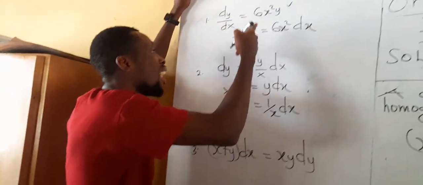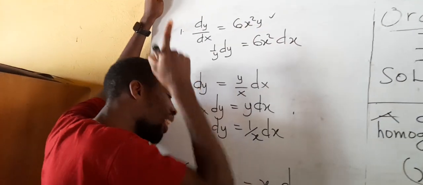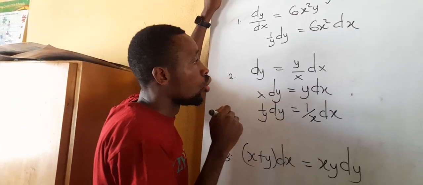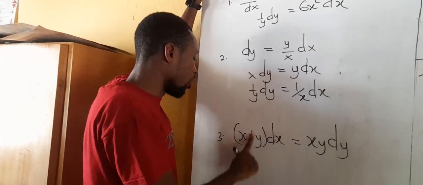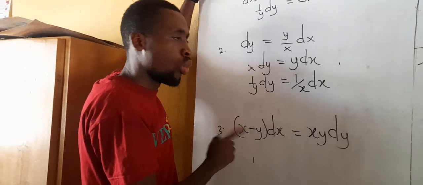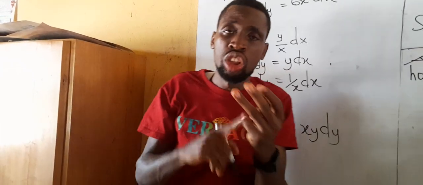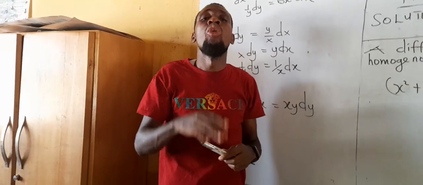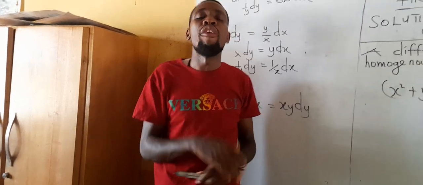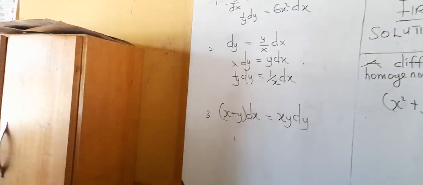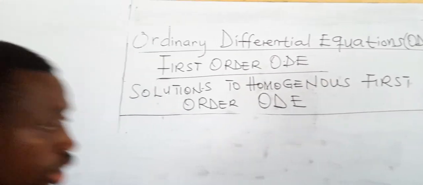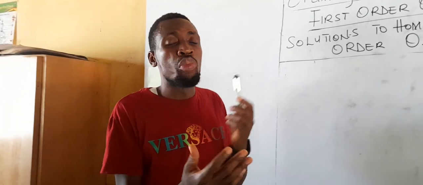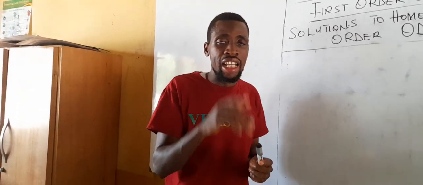So you realize that when it is multiplying and dividing, we are able to separate them. But when it is adding or subtracting, we can't separate them. So remember, division and multiplication can be separated. We are going to use that idea to find solutions to homogeneous first order ordinary differential equations. I want us to get all the necessary tools so that when we come to the solution, we will not have a problem.